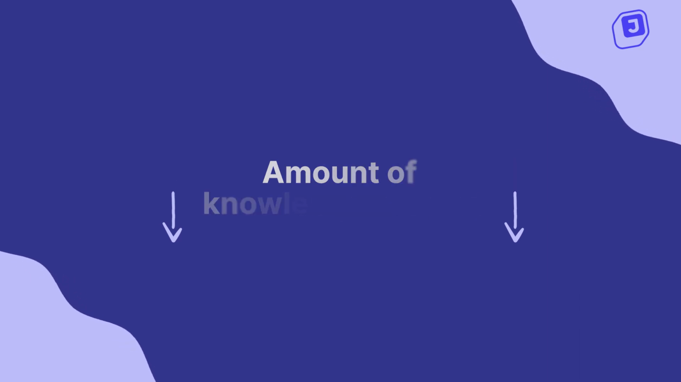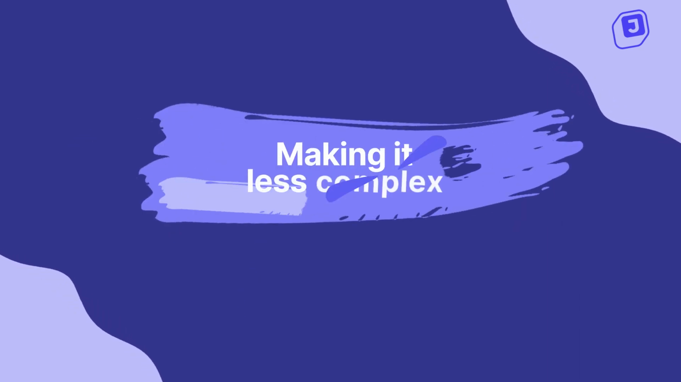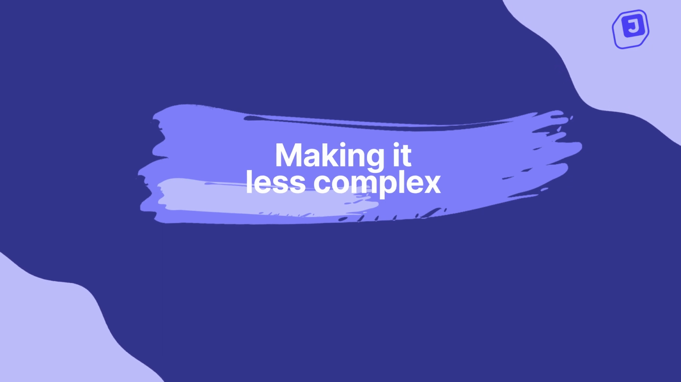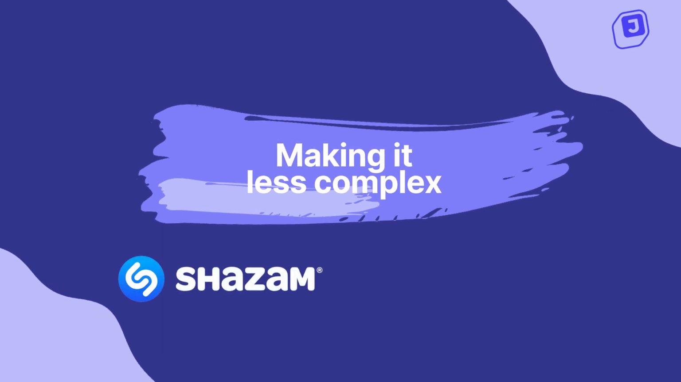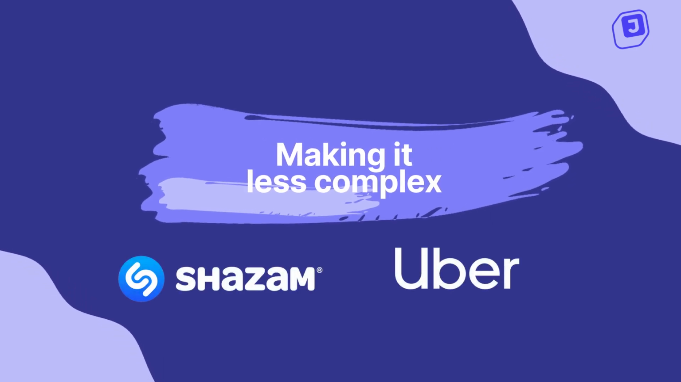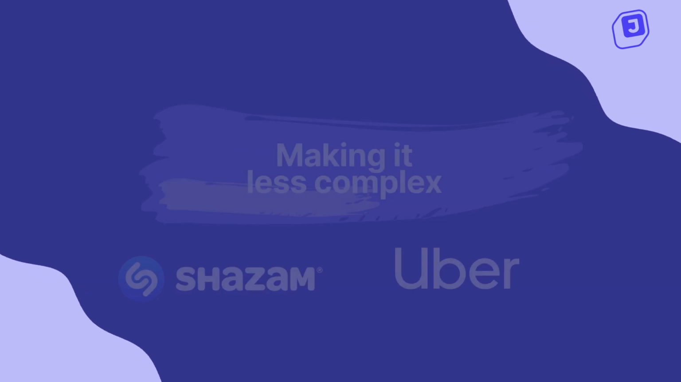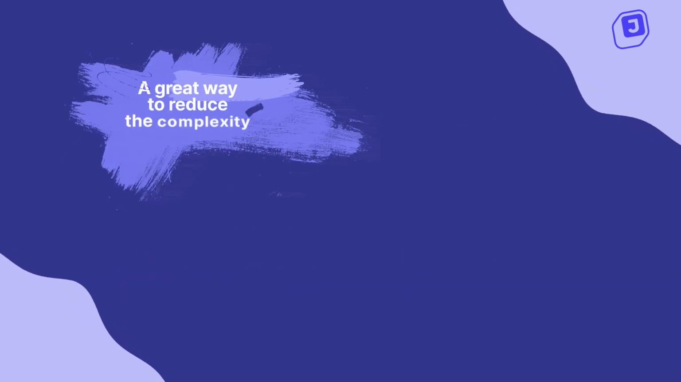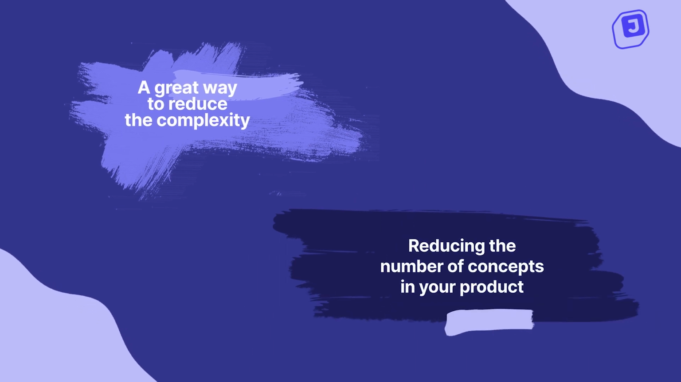You can also decrease the amount of knowledge which is needed. The most famous way to do that is by making your product less complex. So I mentioned Shazam as being a great example. I think Uber is also a very good example. If you're a later stage company, a great way to reduce the complexity is also by reducing the number of concepts in your product.